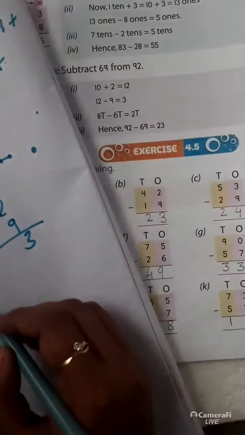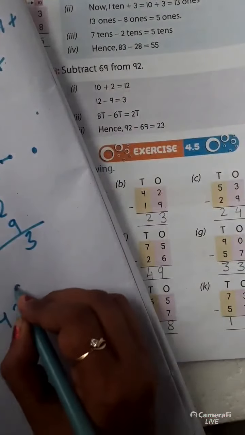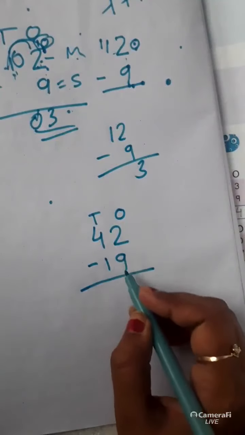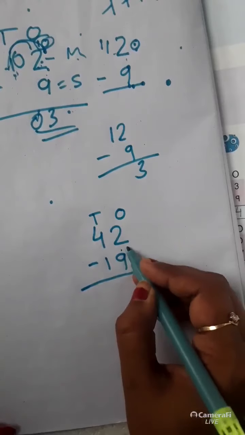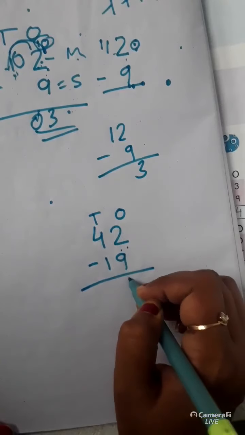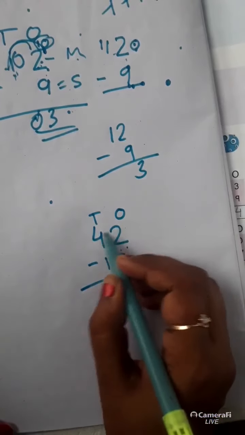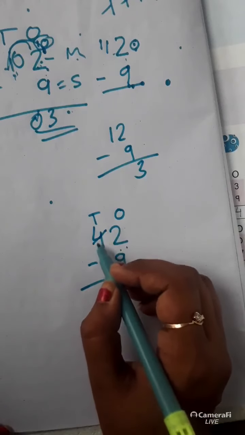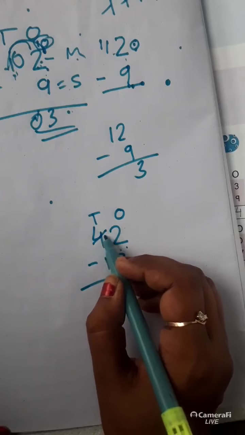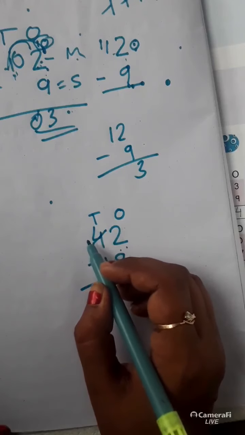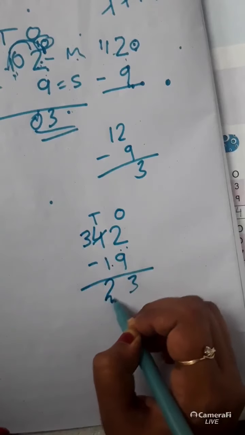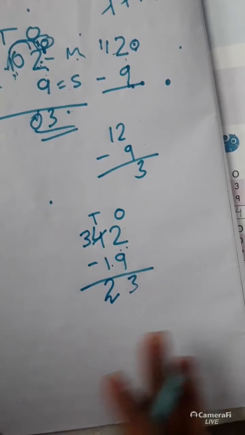Next one is 42 minus 19. 42 minus 9 the same way, 2 will be 12, 12 minus 9 will be 3, and as I have taken 10 from here, 40 in tens place, as it is 4 means it is 40, 40 minus 10 means it is 30 means 3. So 3 minus 1 is 2. I hope you are understanding the thing.